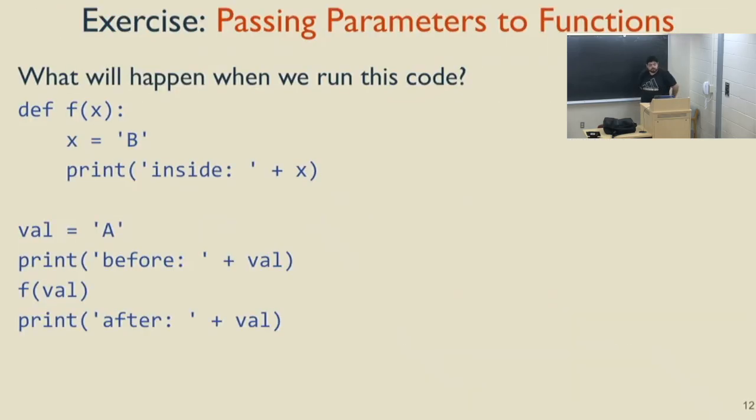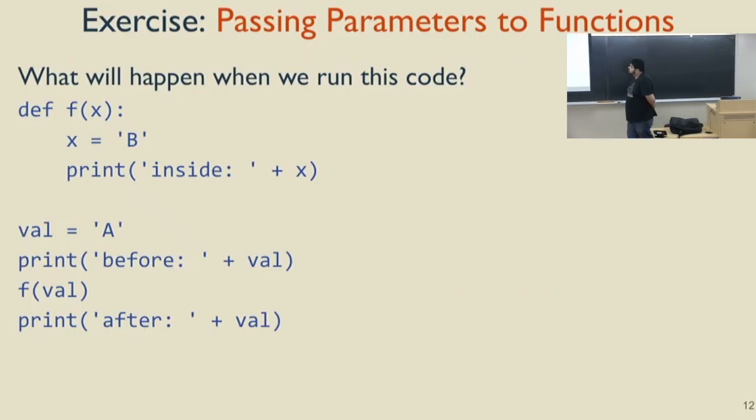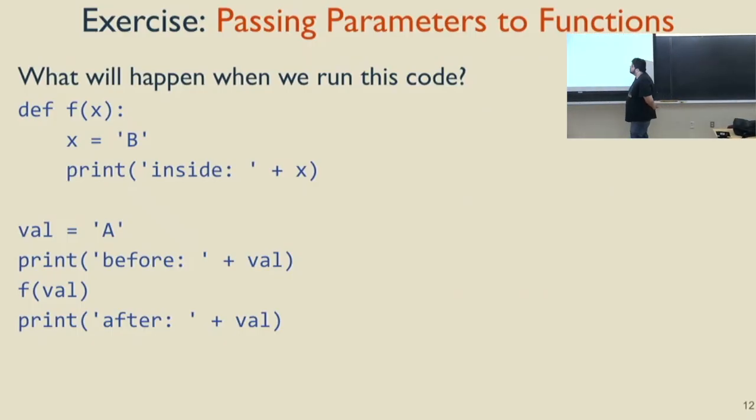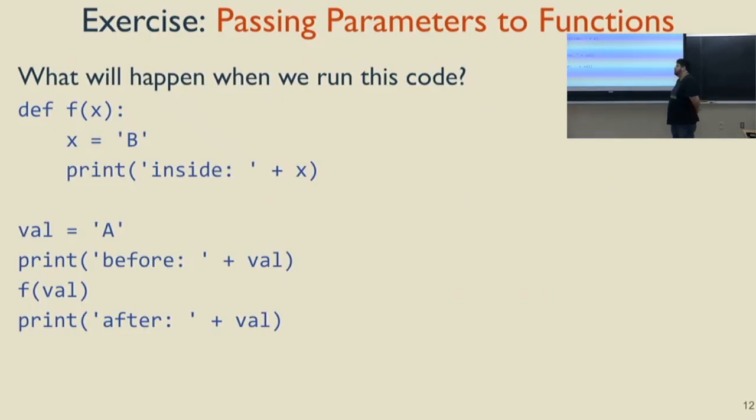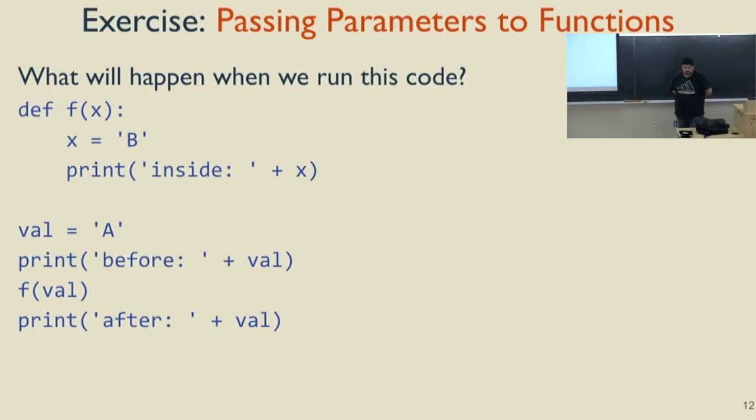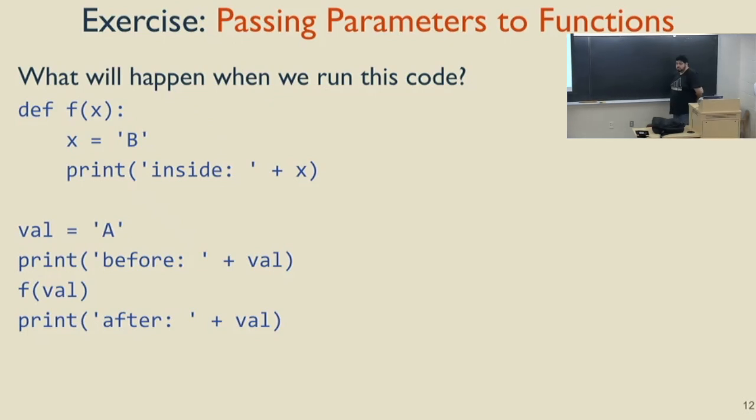What happens when we do this? We have val A, print before val. The function f takes in the parameter val. You go into the function, x equals b now. What's going to happen here? What's going to get printed?